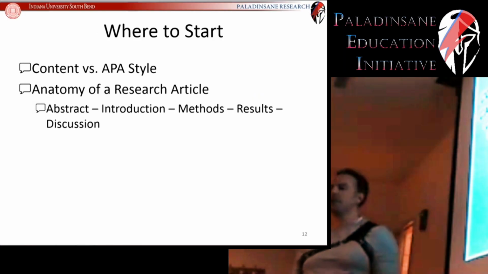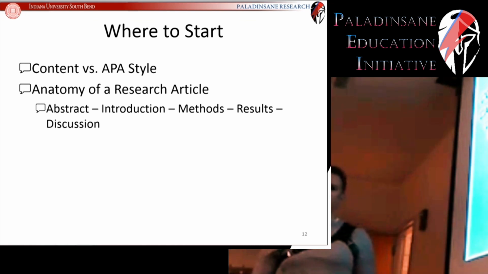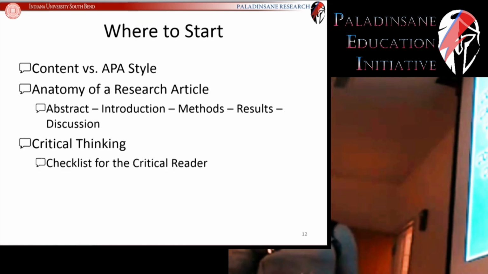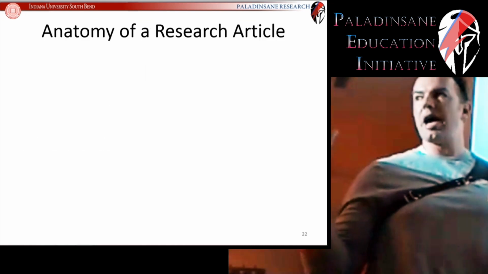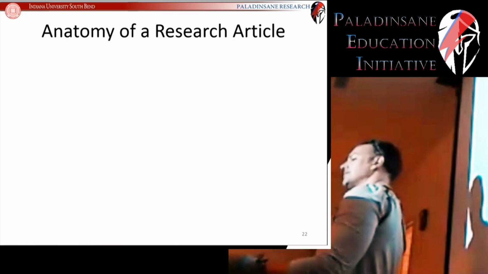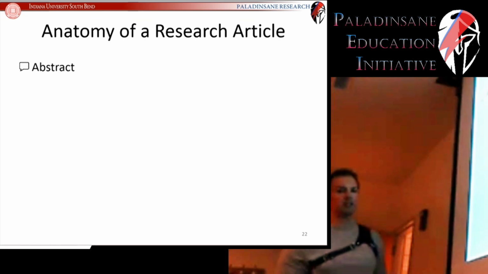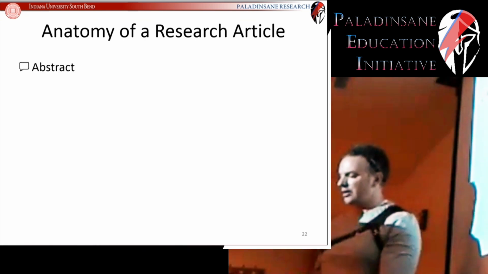We're going to talk about the anatomy of a research article. What are the major parts of the research paper that you will be writing? Let's now take a quick look at the anatomy of a research article, and basically we'll look at the pieces of the research article. And each of these pieces you will write for your final report.